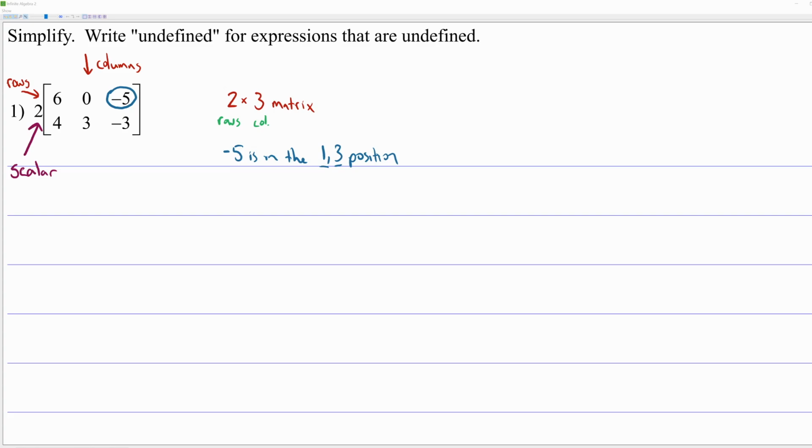Now, the important question for us is, well, how do you perform scalar multiplication? Luckily, this works exactly the way you might guess that it would work. We're going to multiply every element of the matrix by the scalar. So 6 times 2 is 12, 0, -10, 8, 6, -6. That's how you perform scalar multiplication.